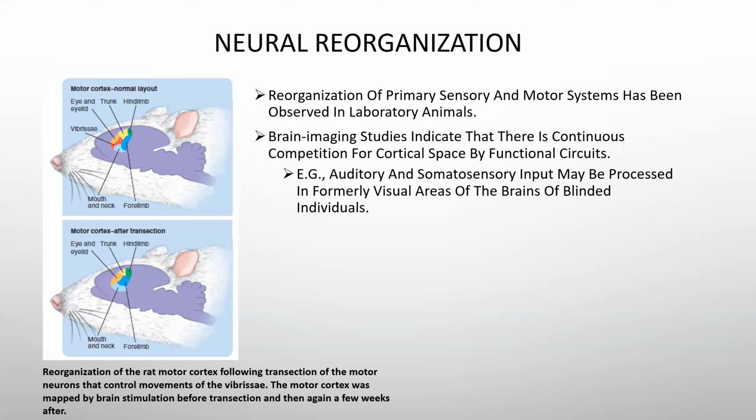And brain imaging studies indicate that there is continuous competition for cortical space by functional circuits. For instance, auditory and somatosensory input may be processed in formerly visual areas of the brains of blinded individuals. So you've probably heard the notion that you lose one sense and your other senses become more keen. That is what they're referring to here: formerly visual areas of the brain might be used for audition or sensation in these people who are now blind.